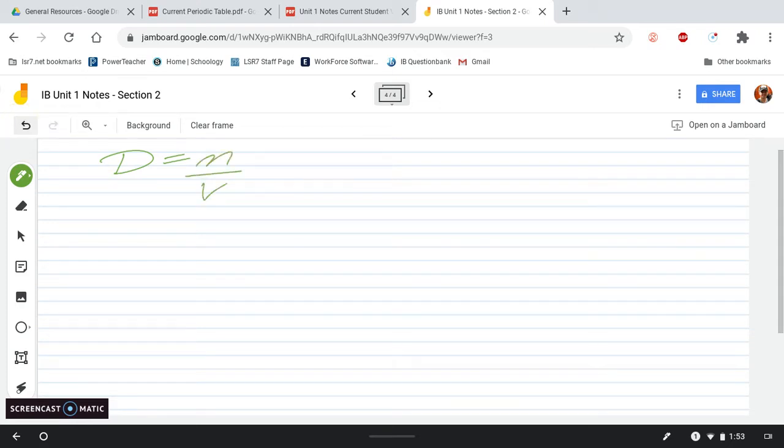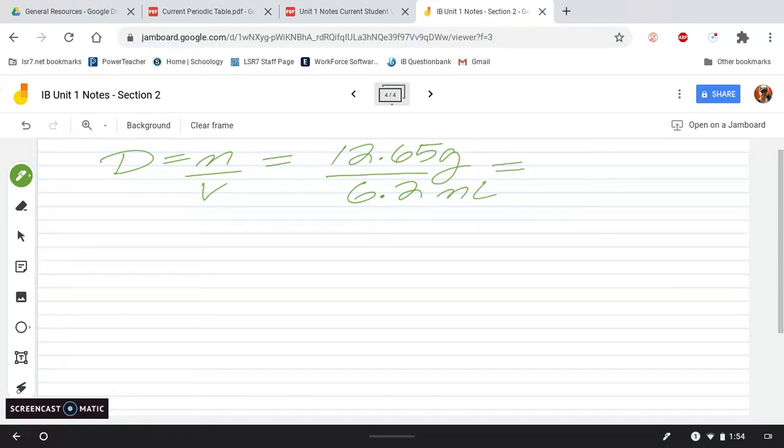There we go. Don't write a lot of lowercase letters, but that is technically correct. So let's say you went onto a balance in the classroom and you got a mass of 12.65 grams. That was the mass that you got. Then you found the volume, and our graduated cylinders are not always quite as accurate. So let's say that you found the volume to be 6.2 milliliters.